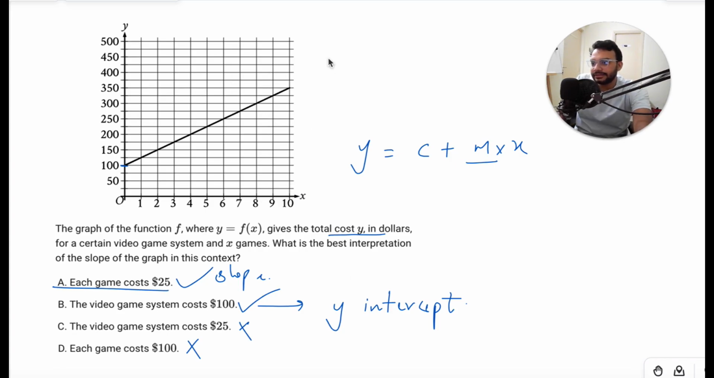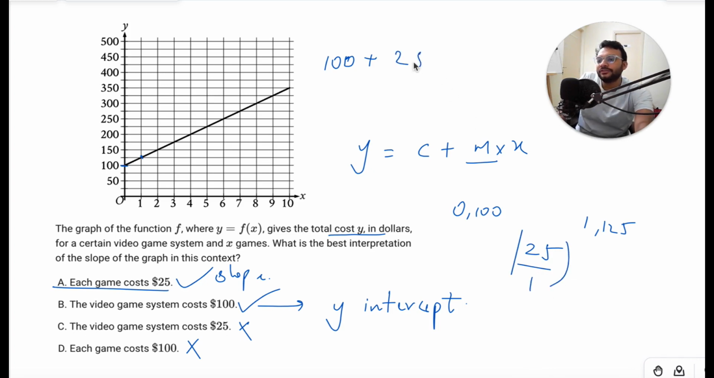So basically this is $100, which is the cost of the video game system, plus what is the slope? For that we can take a point. So one point can be (0, 100). The other can be (1, 125). So 125 minus 100, which is 25, over 1 minus 0, which is 1. So slope is 25. So 100 plus 25x, where 25 is the cost of each game.